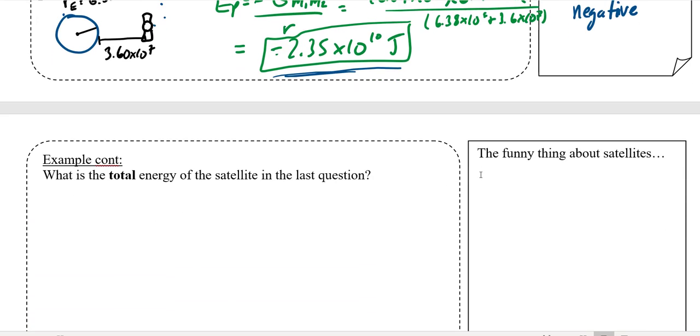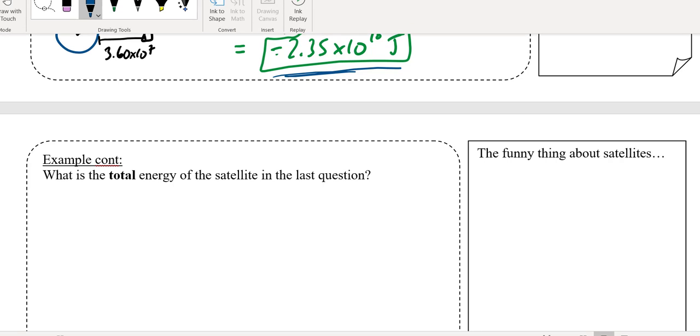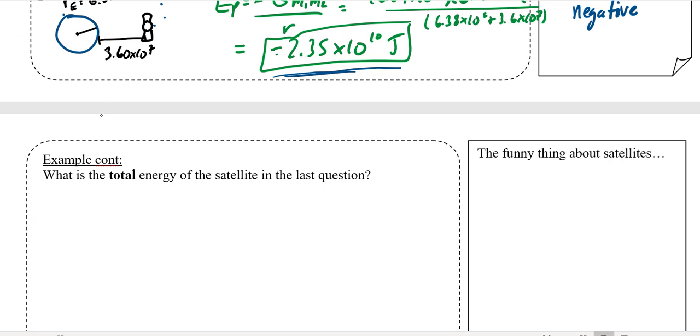So let's look at this next question. It says, okay, so what is the total energy of the satellite in this last question? So total energy. Now, if we think about it, if we have a satellite that's up in space, then we know that it obviously has potential energy. Sounds good. But if that satellite only has potential energy and isn't moving, for example, then that's not a satellite. That is soon to be a meteorite crashing into the Earth. So not only is it up away from the surface, but it also is moving. And so it must have kinetic energy. And so the total energy of the satellite is going to be the potential energy plus the kinetic energy.